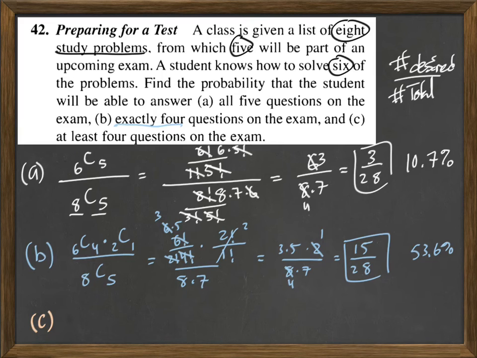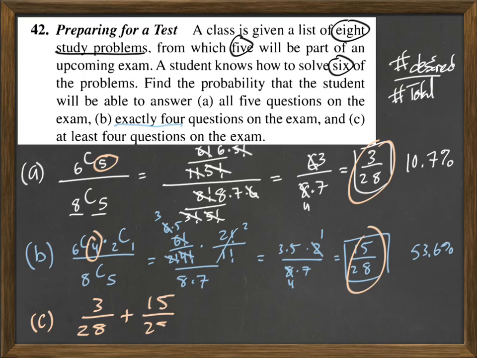At least 4 of the questions on the exam. At least 4. Not exactly 4, at least 4. So that would be getting 5 or getting 4, right? So we just have to take these two and add them together. Because we have this probability, 3 over 28, and we're going to add to that 15 over 28. Hey, the denominators are the same. That's so convenient. We get 18 over 28, which is our answer.